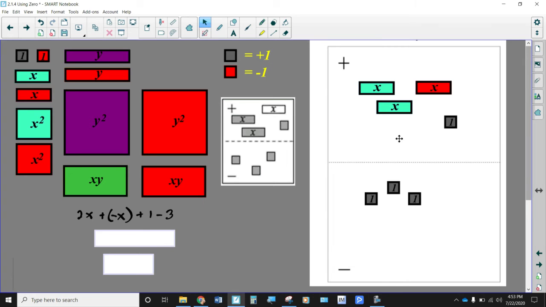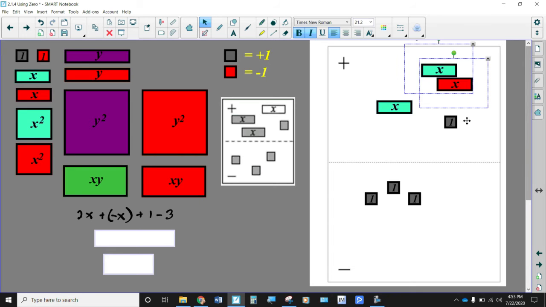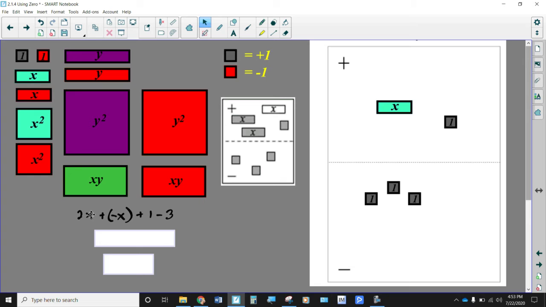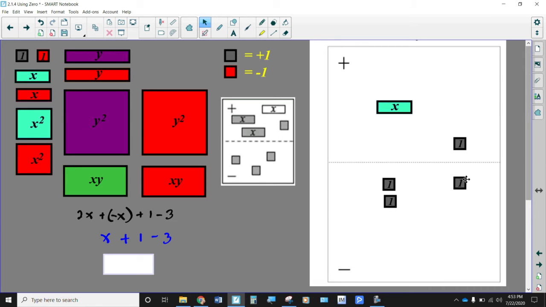All right, let's see what we got here. So the first 0 pair that I saw was these 2 guys, opposites in the same region. So if I remove those 2, it's like me taking one of those x's, 2x plus a negative x is equal to 1x, and now we still have the 1x here plus the 1, and then still the minus 3. So what else can we do here? Well, here's a 0 pair because these are the same tiles in opposite regions. So I'm going to get rid of those, and that leaves me with x minus 2.